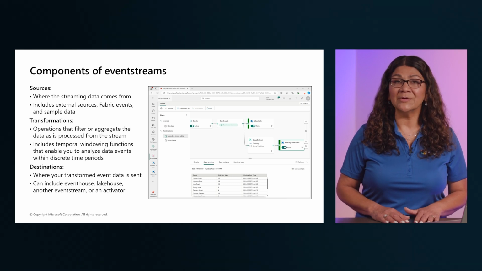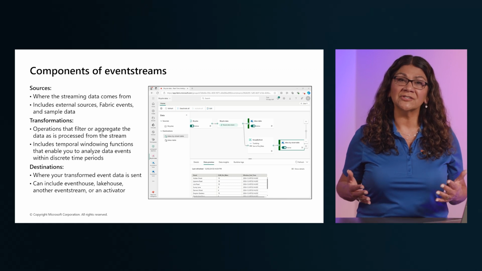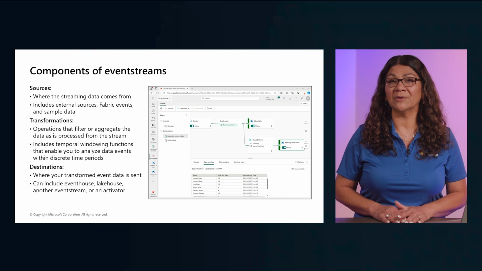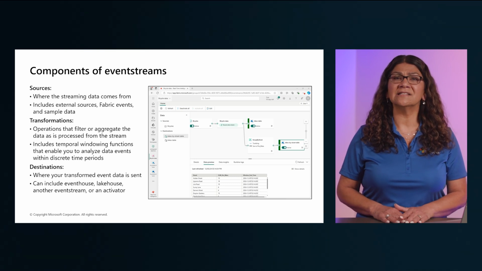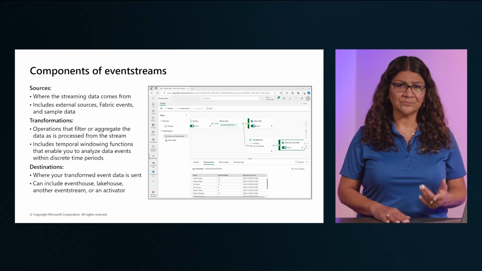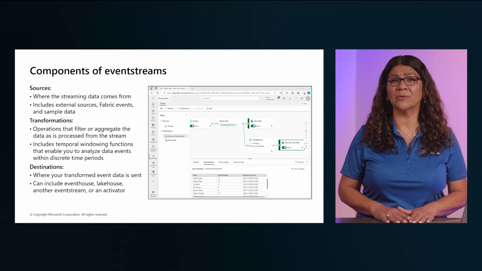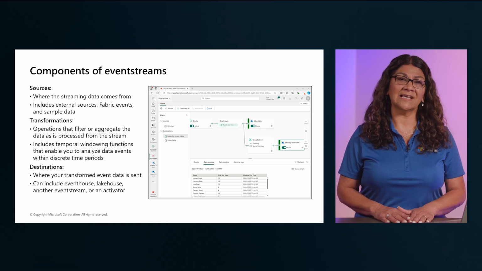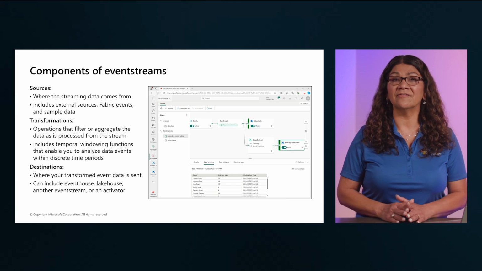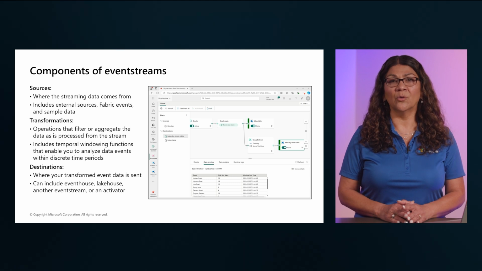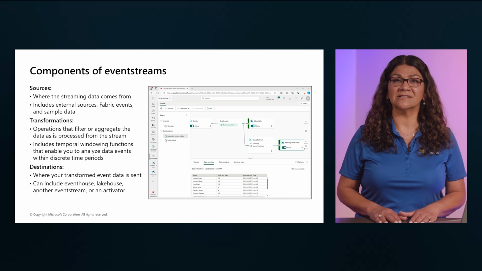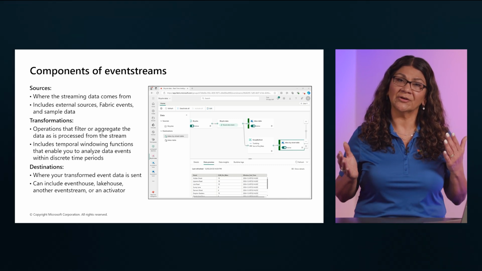Transformations include common data operations such as filtering, joining, aggregating, grouping, as well as temporal windowing functions that enable you to analyze data events within discrete time periods. And three, destinations are where your transformed event data is stored. For example, you can store the results of your streaming process in a table in an Eventhouse or a lakehouse. Or you could redirect data to another event stream for further processing, or to Activator to trigger an action.